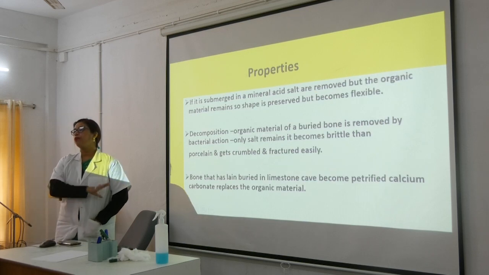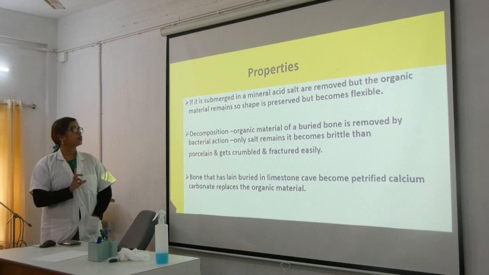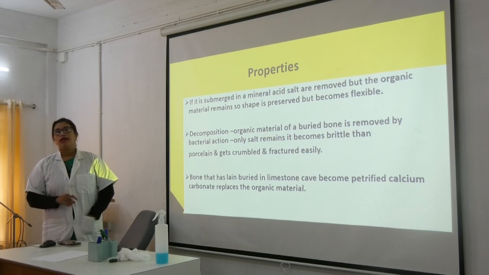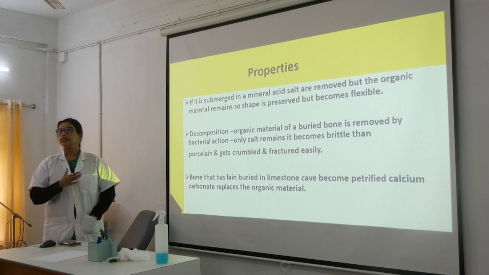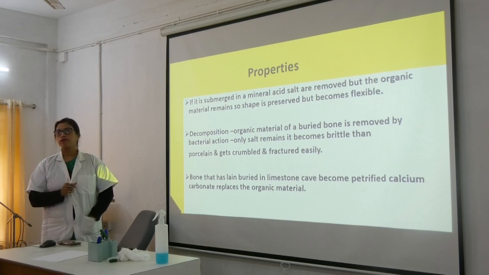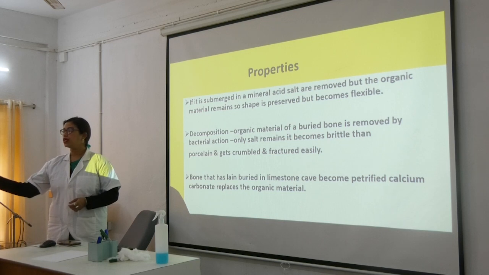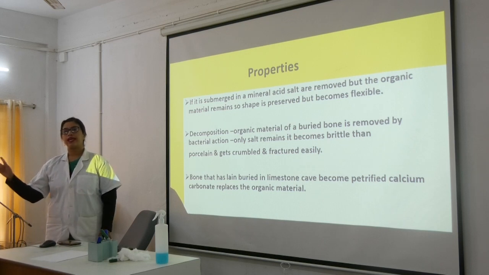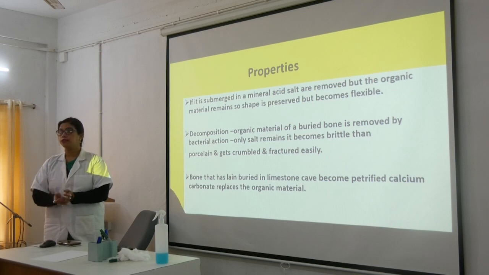So here are 3 properties. What are the physical properties bone has? This is one type of tissue. First, see, it is submerged in a mineral acid. If the salt is removed, what will happen? I told you it gives the rigidity, so it will become flaky. Understood? If we remove the minerals, calcium and phosphate, from this bone, what will happen? It would become flexible.